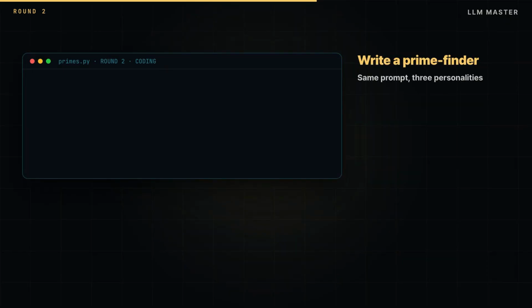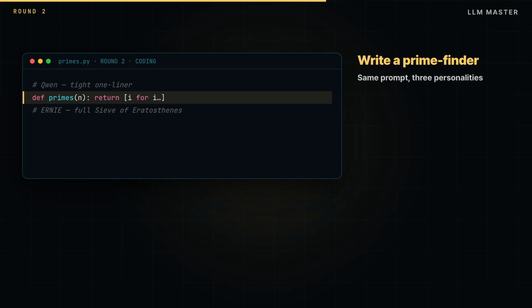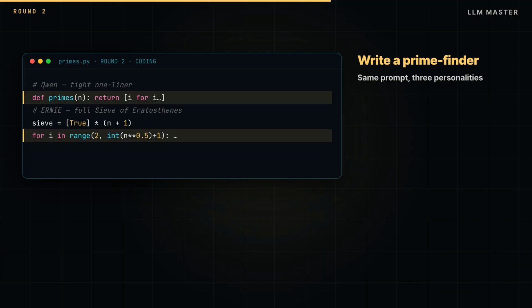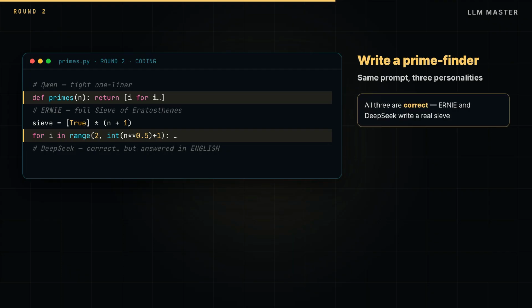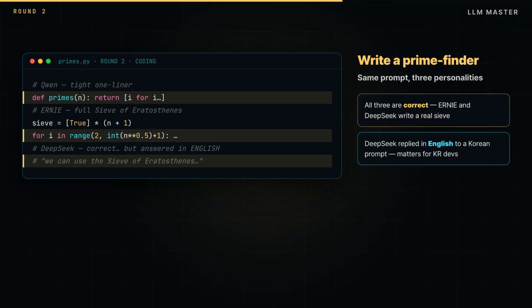Round 2, coding. I asked each to write a function that finds prime numbers. Qwen gives a tight one-liner, correct and compact. ERNIE writes a proper sieve of Eratosthenes, the textbook efficient version, clean and complete. DeepSeek also nails the algorithm. But notice something. It answered in English, even though I asked in Korean. For a Korean developer, that matters. 3 correct answers, 3 different personalities.